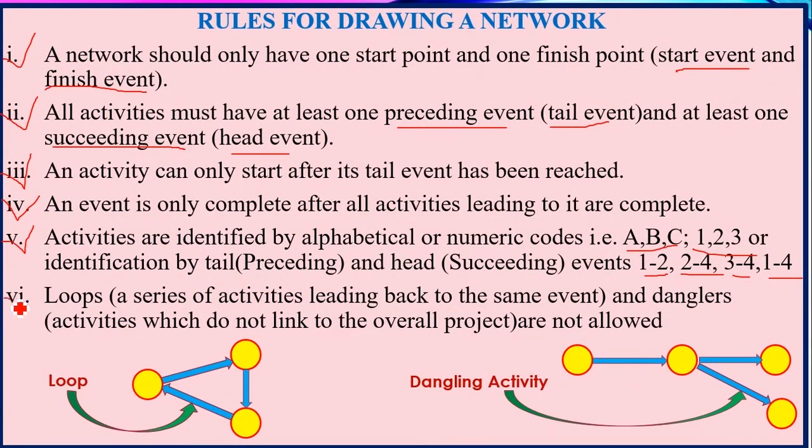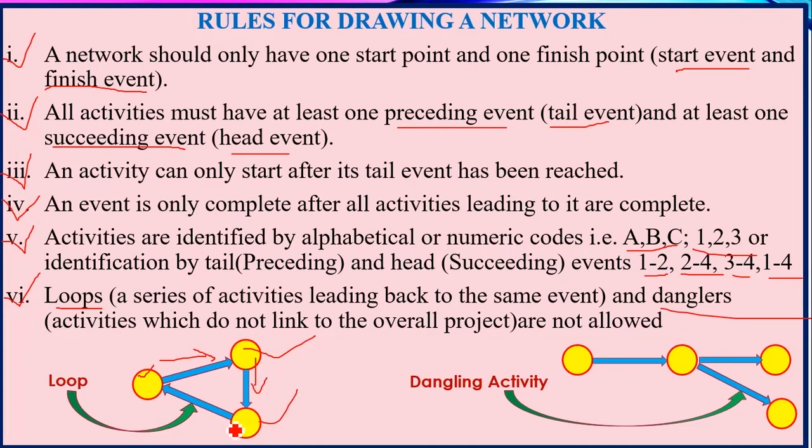Lastly, that is rule number 6. Loops and danglers. Loops and danglers are not allowed. A loop is a series of activities that are leading back to the same event. If you look at this, this is the starting event. Then it is proceeding with an activity to another event here. Then it is proceeding to another event here.